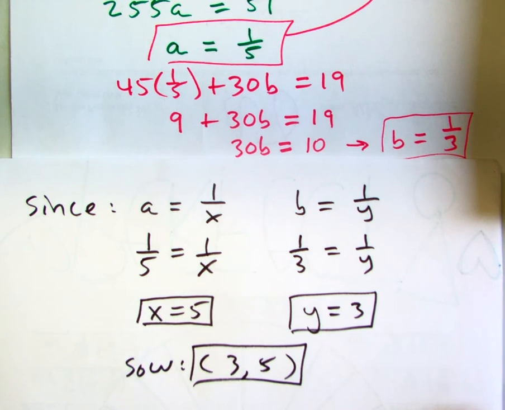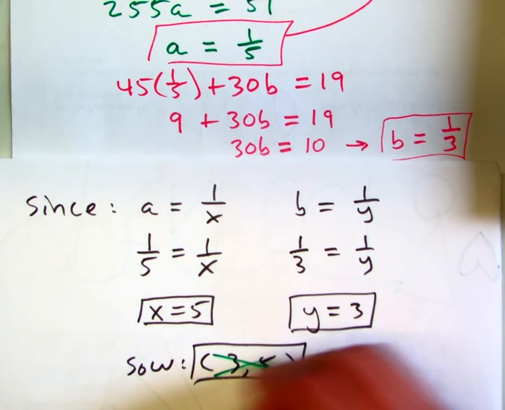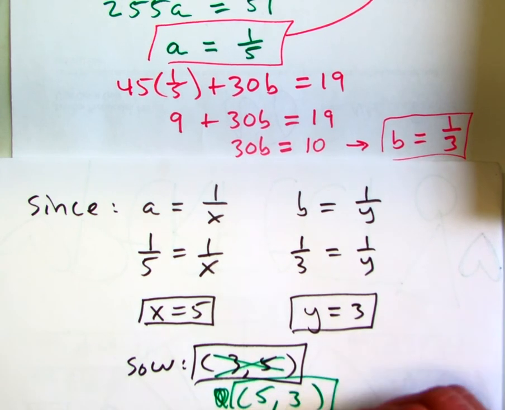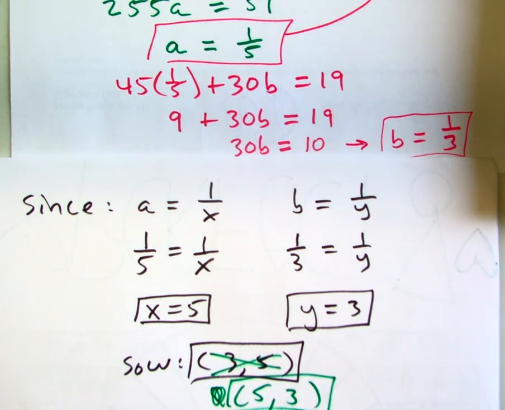Oh, shoot. Switch that up. It's not 3, 5. Not 1/3, it's 1/3, like 10 divided by 30.